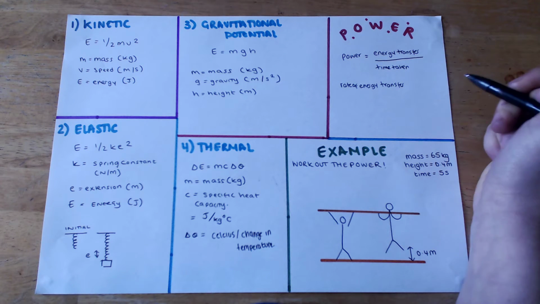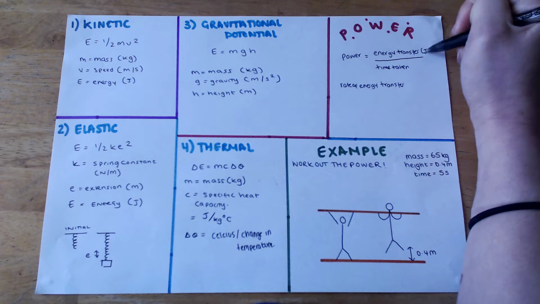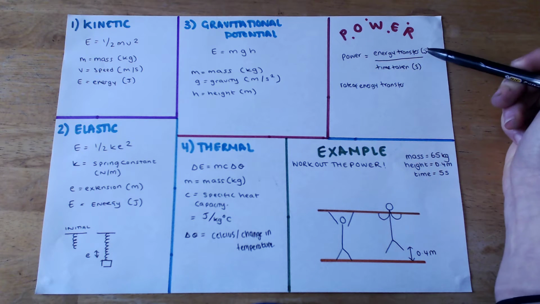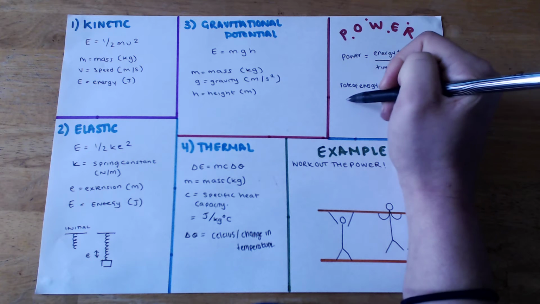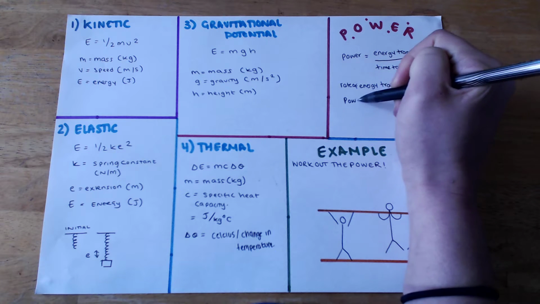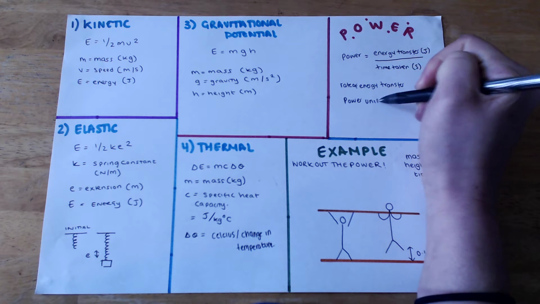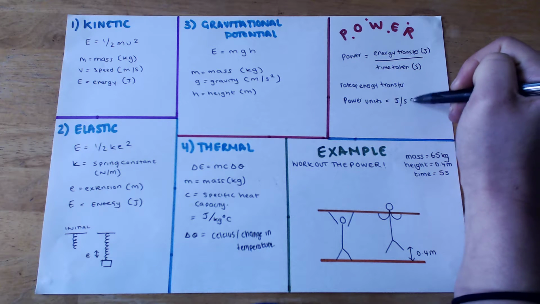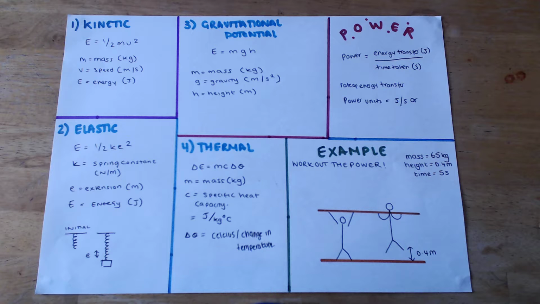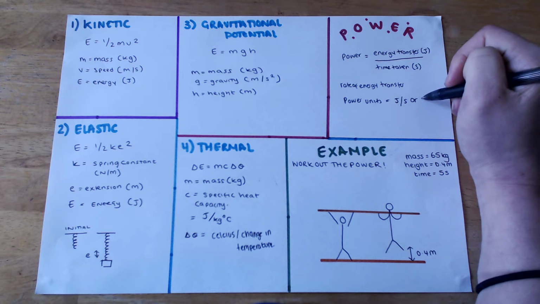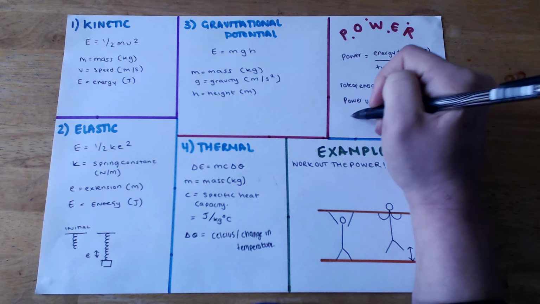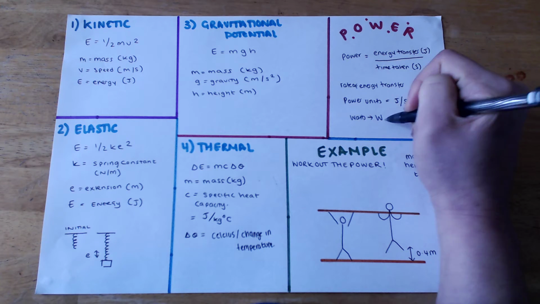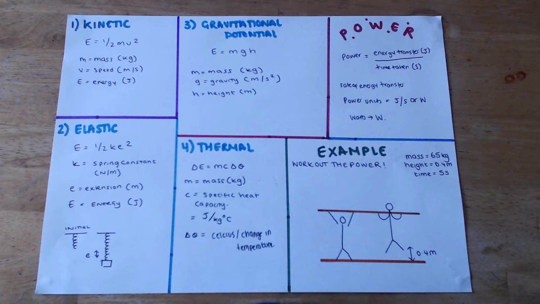And the units for power, they could be joules per second, because it's joules divided by a second. But they are more commonly written as watts, so a W. So watts is shortened to a capital W. Okay, hopefully that makes sense.